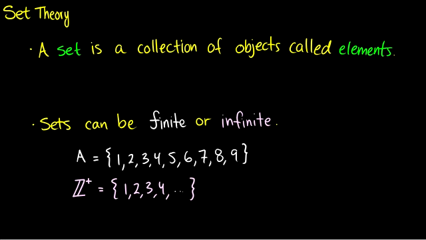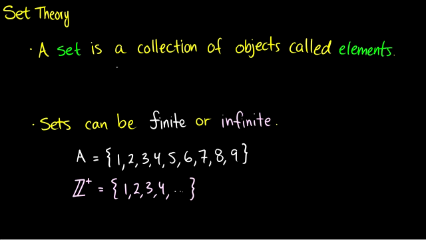Welcome to Discrete Mathematics. Let's start with set theory, which is a very fundamental notion in the entirety of mathematics. So what is a set? A set is a collection of objects called elements. And this is very vague because we can have a set about anything we want.